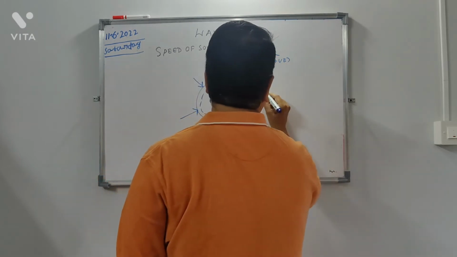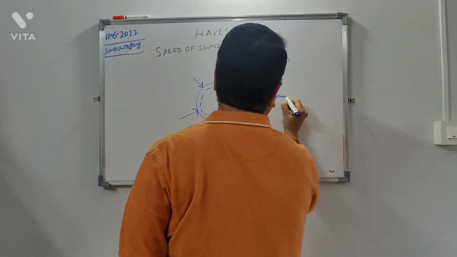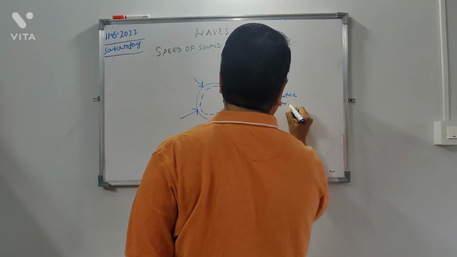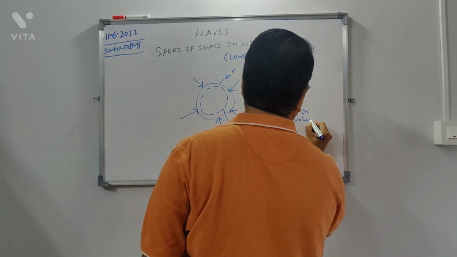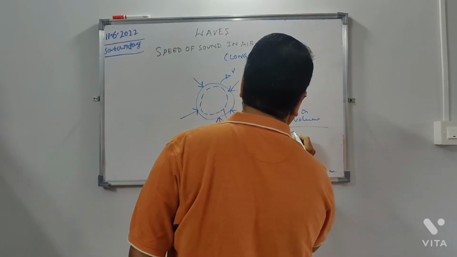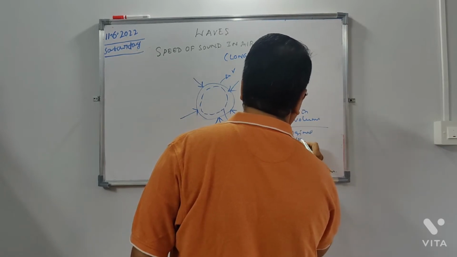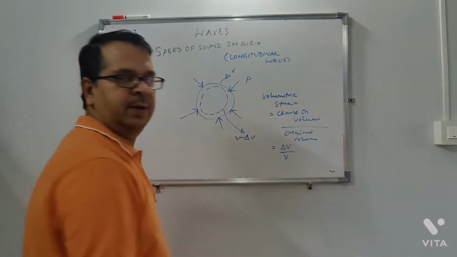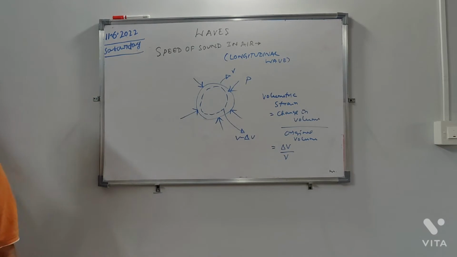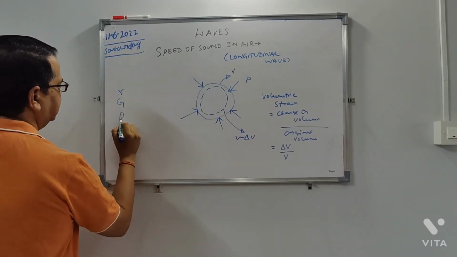So my volumetric strain is equal to change in volume by original volume, which is delta V by V. Original volume was V. I am applying some pressure and it got compressed to this. Then we had studied about Young's modulus and rigidity modulus. We have studied about bulk modulus. This is my bulk modulus.